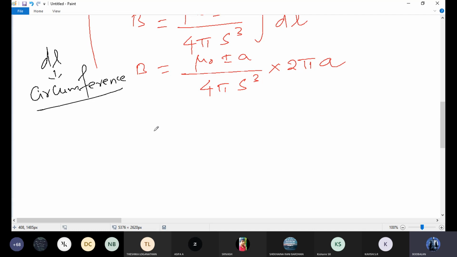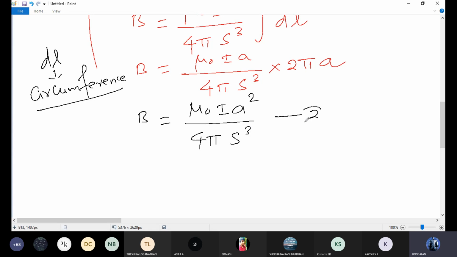Okay. So now the B formula: B equals mu naught I a square divided by 4 pi S power 3. This is equation number 2.